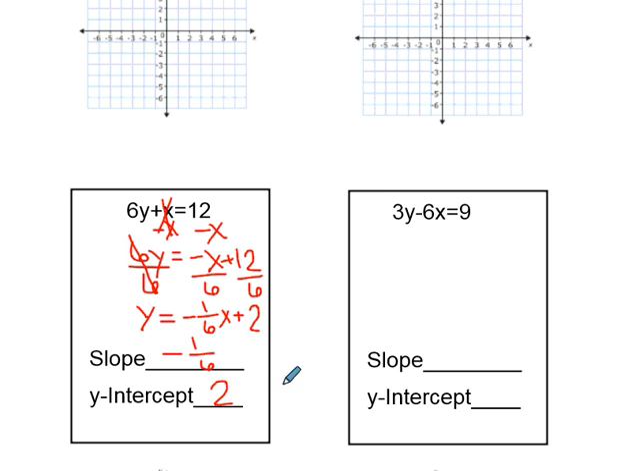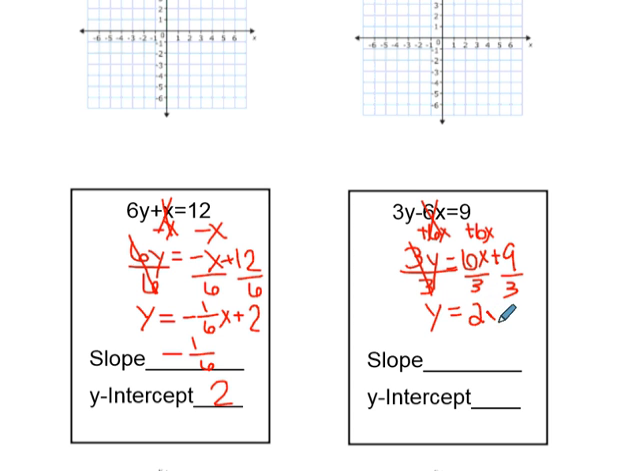This will give me y equals, it's a negative, and it's going to be 1/6. Remember, there's always a 1 with the x, even when it doesn't have a number written with it. Plus, this can simplify to be 2. So your slope is negative 1/6, and your y-intercept is a positive 2. On this side, I'm going to start by adding a 6x to both sides. Those will cancel. I'll have a 3y equals 6x plus 9.